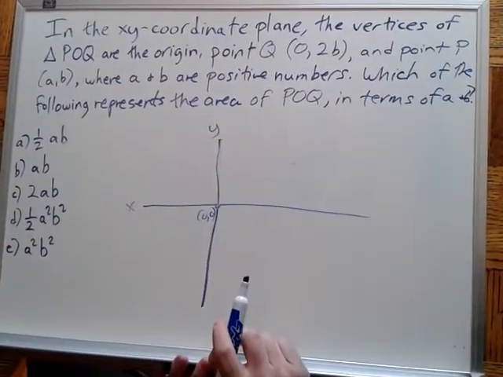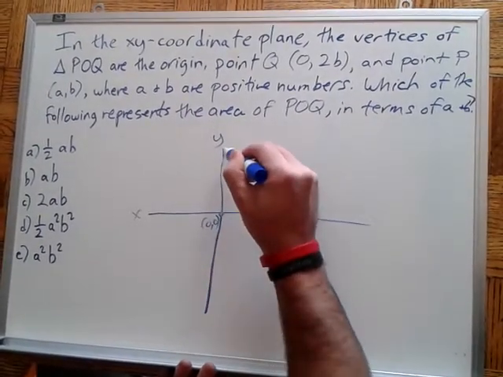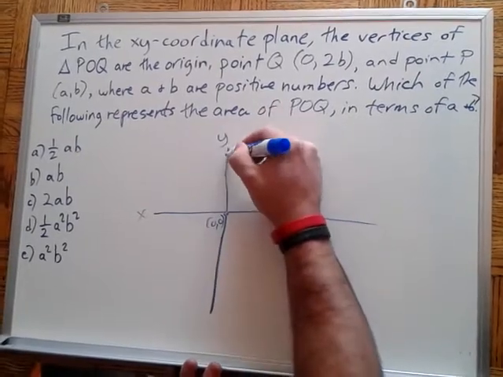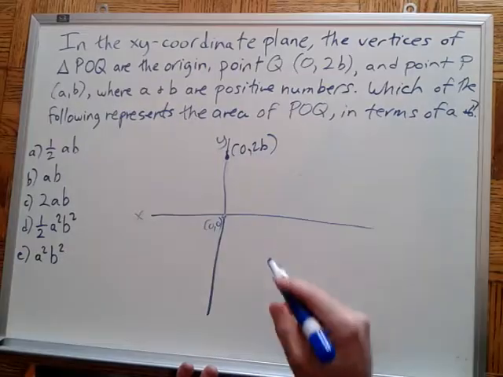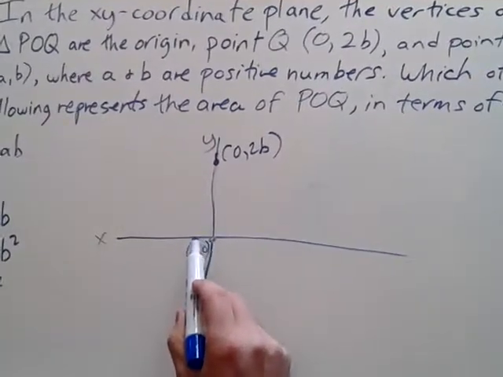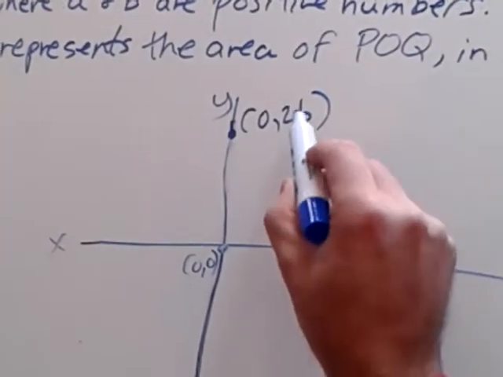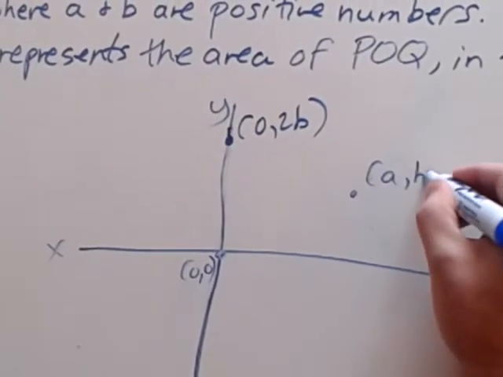Point Q is at 0, 2B. So the x-coordinate is 0. The y-coordinate, they tell us B is positive, so we better be going this way. No idea where it is, I'll just put it up there. And then point P is at A, B. So a positive x for A, a positive y for B, and I know it's about half. So it's probably somewhere in here.